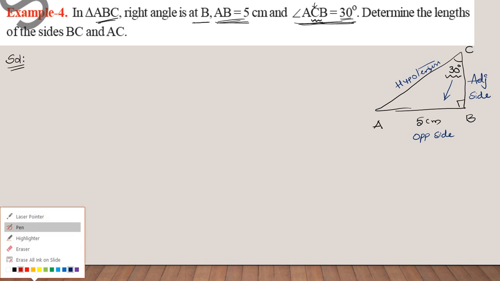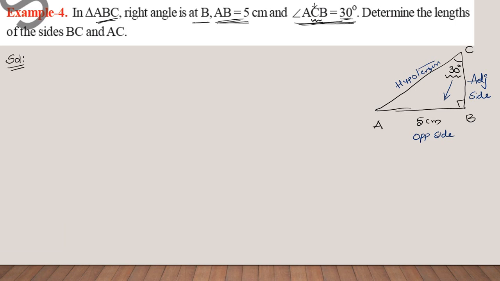Now coming back to the problem, what is the thing that I need to find here? I need to find the value of BC and AC. With respect to this angle 30 degrees, what is BC? BC is nothing but my adjacent side. You are clear, right? And what I know is AB is equal to 5 centimeters, so I know the opposite side. Which ratio contains adjacent and opposite? There are two possible ratios, tan and cot.